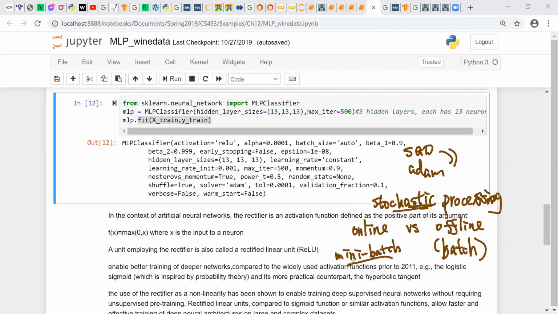Mini batch means you don't use the whole sample space; you divide it into small batches and then start processing. This is regarding space efficiency. Anyway, just keep the solver in mind: solver here means gradient calculation, so it's also related to optimization. That's the key concept here.